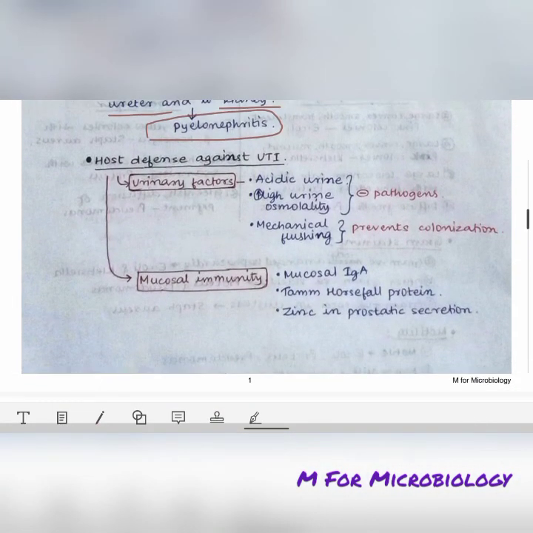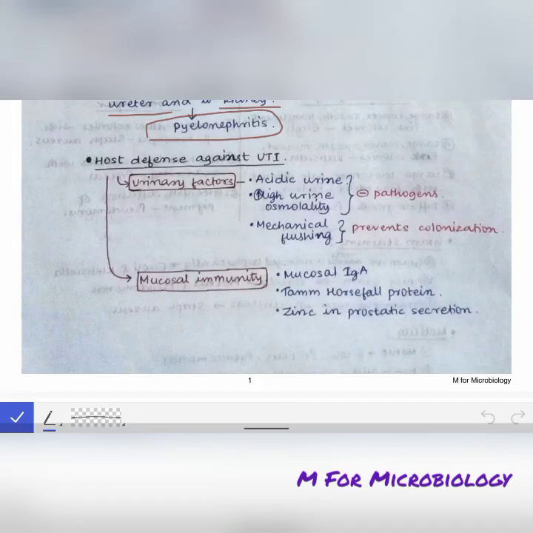No, it is not like that. Once the patient gets the infection, once the bacteria reaches there, there will always be the infection. Rather, we have some defense factors or mechanisms also, which inhibit the growth of the bacteria to a certain extent. So the defense against those bacteria can be classified into the urinary factor and the mucosal immunity.